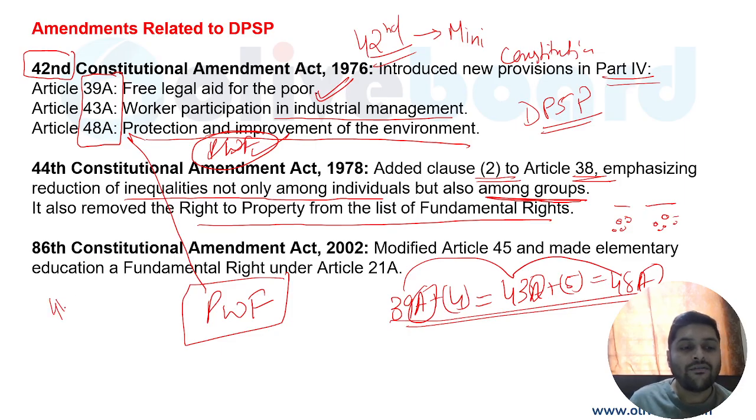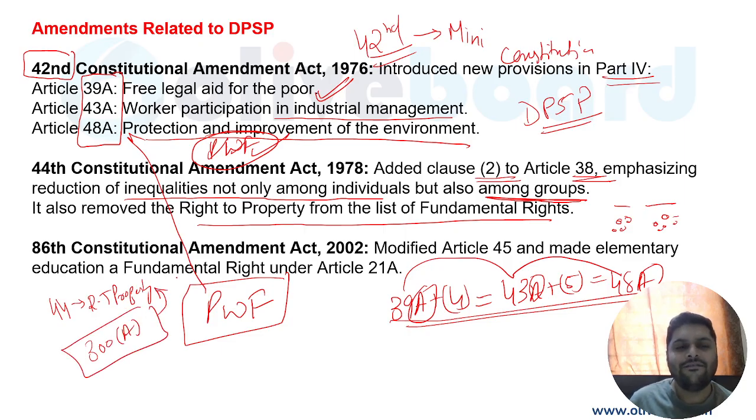What the 44th Amendment did: it removed the right to property from the fundamental rights and made it Article 300A, a legal right. A very highly important question, asked a hundred times. Okay. With the 44th Amendment, it made right to property a legal right and no more a fundamental right. Article 300A.